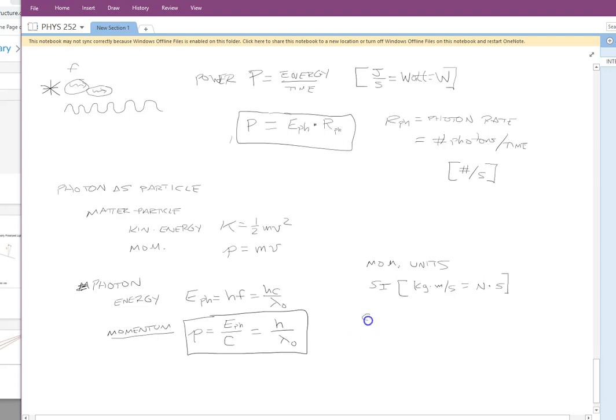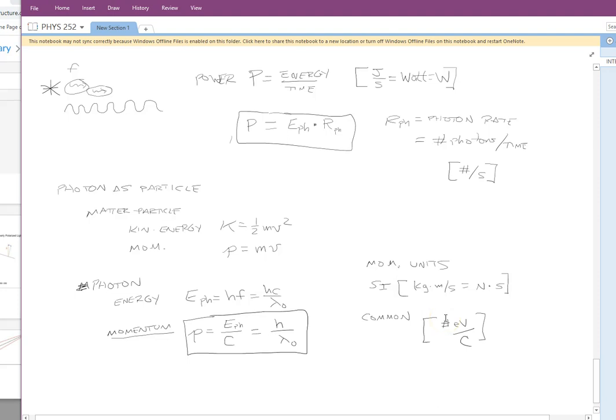However, it is common with photons to just write it as number of eV per c. You don't even put in the value of c. You evaluate the photon energy in eV, and then you just say the momentum is so many eV per c. Now you can convert to SI units if you have to, but it's common just to leave it like that. Let's do an example, and I'll show you.